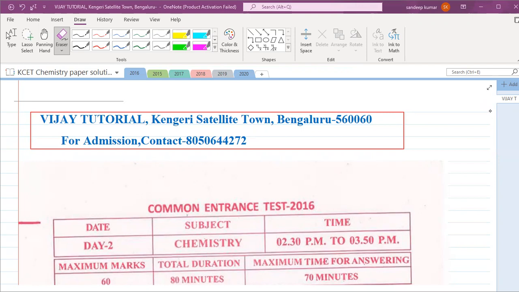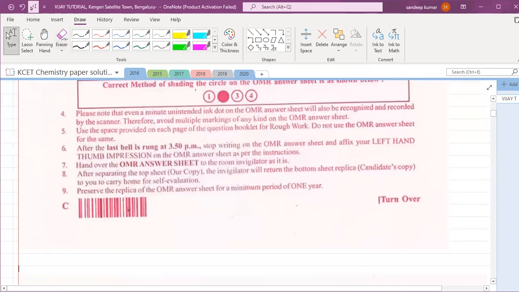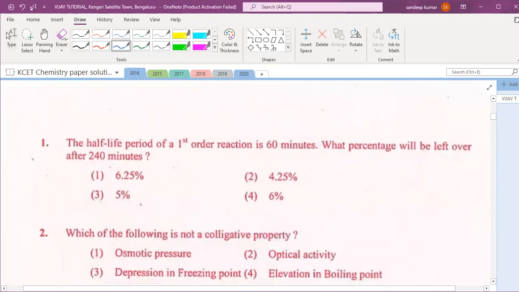So you can see here, this was the paper which was asked in 2016, the chemistry paper. First, I'm going to discuss. See, the first question they asked is: the half-life period of a first order reaction is 60 minutes. What percentage will be left over after 240 minutes? Means after 4 t half, right?